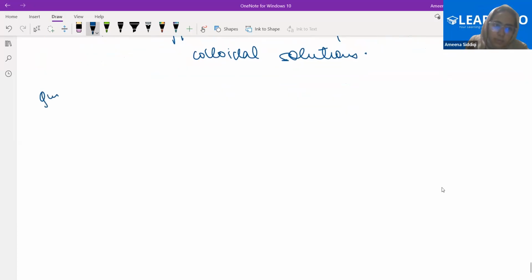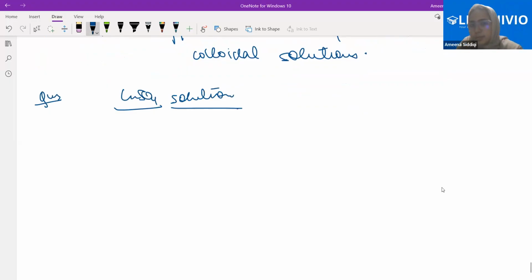One question, bachcho, in between. Copper sulfate solution. Is it a colloidal solution? Is it a true solution? Is it a suspension? Or is it a pure substance? The name of this solution is copper sulfate solution.